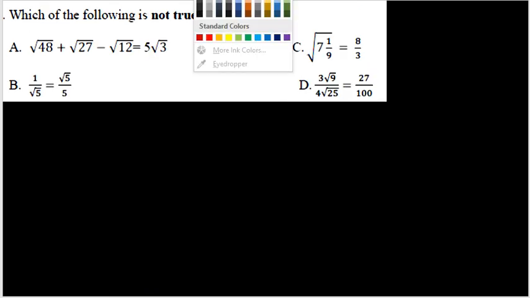The next question: which of the following is not true? Choice A: square root of 48 plus square root of 27 minus square root of 12 is equal to 5 radical 3. First of all, let us try to simplify the terms on the left side: square root of 48, 27 and 12. Let us try to simplify, because each of the numbers under the square root is a product of a perfect square number and another number. We can express them.